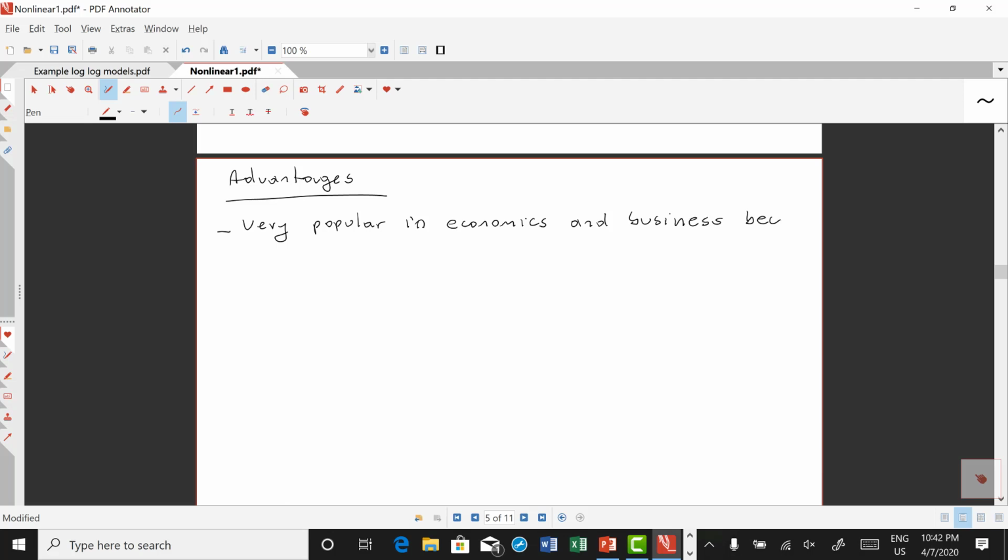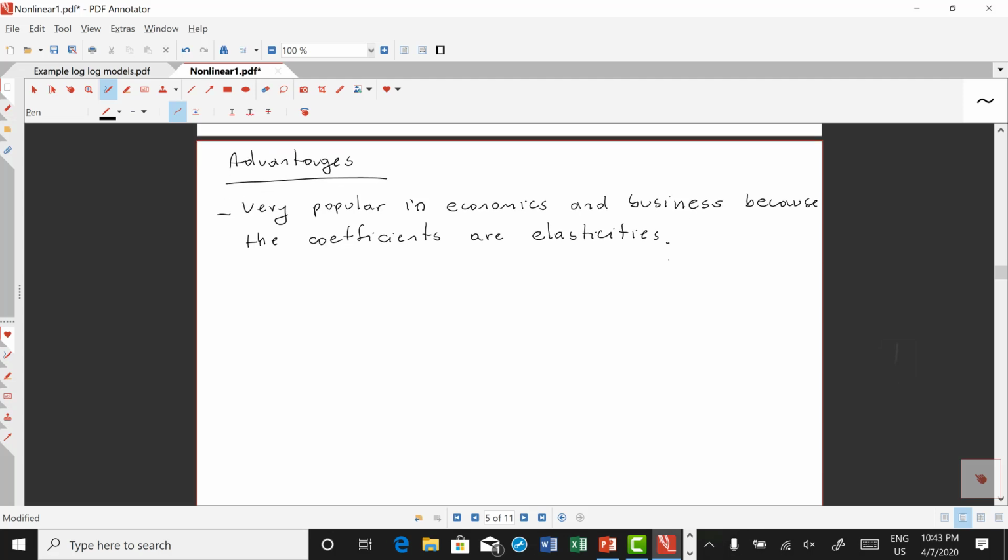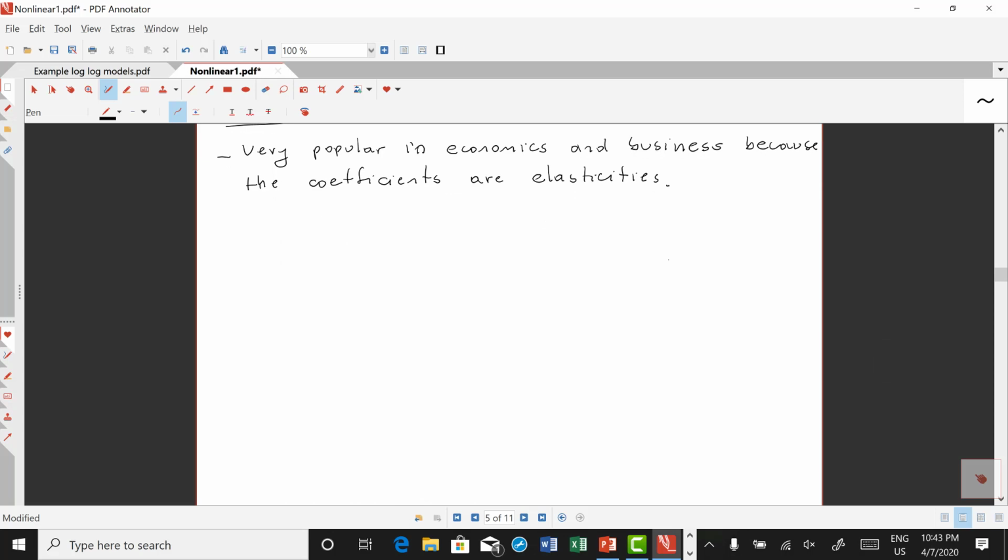Because the beta that we estimate, the beta related to the explanatory variable, is actually the elasticity, because the coefficients are elasticities. And if you have taken economic classes, you know that economists really like elasticities.